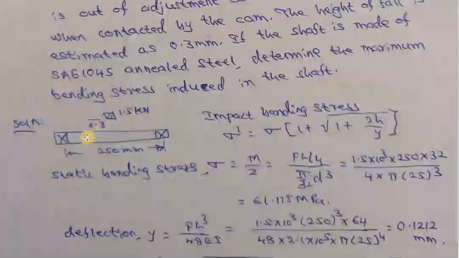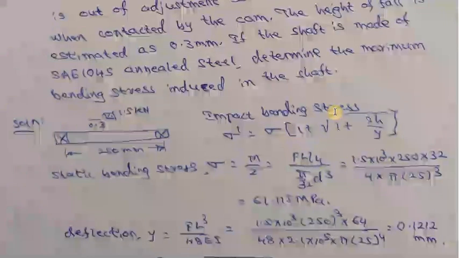So a rough diagram I have written here. This is a shaft, 250 mm length between the bearings. So this cross mark is one bearing on this side, and this cross mark is another bearing on this side. 1.5 kN is a load applied instantaneously from a height of 0.3 mm. This height of fall is 0.3 mm. And it is applied at the middle. So it is a bending case, instantaneous bending.